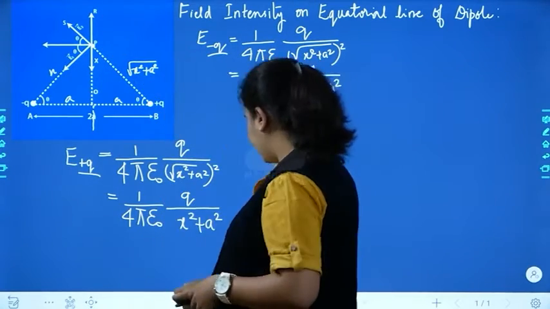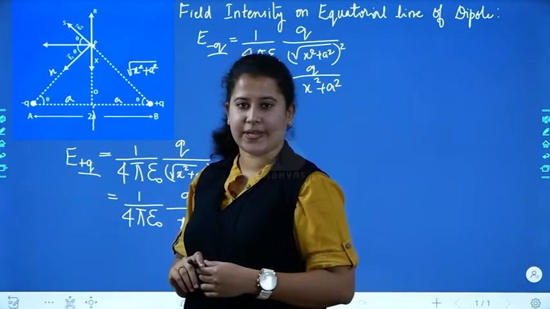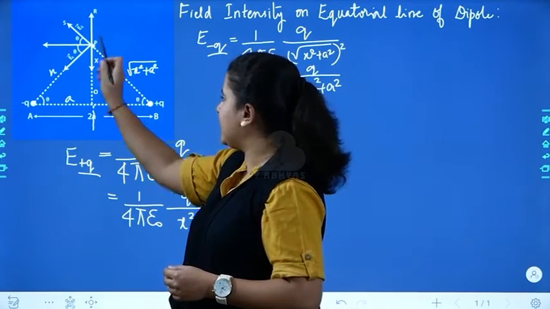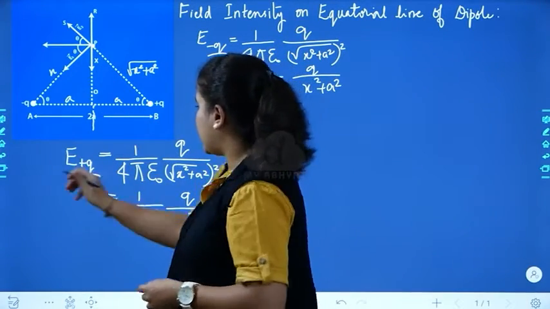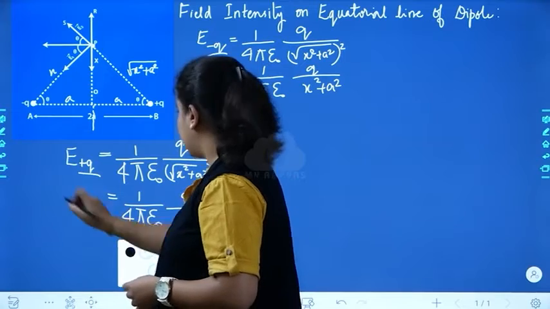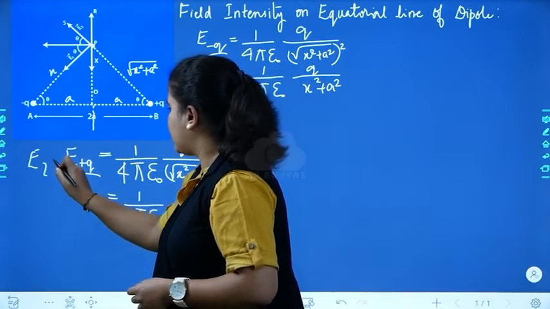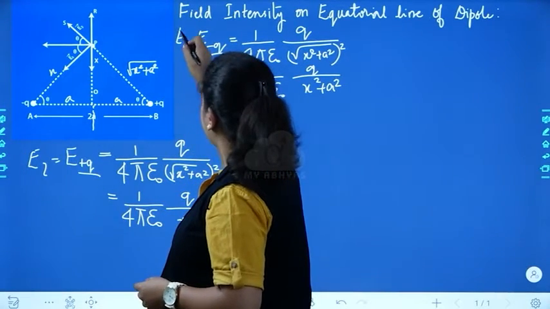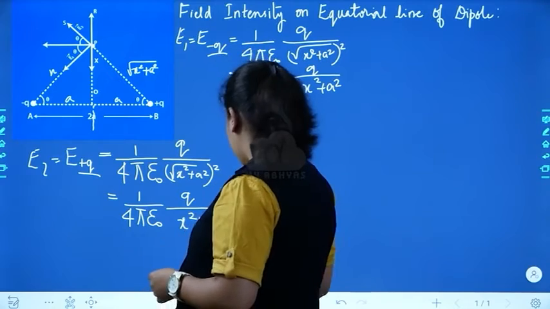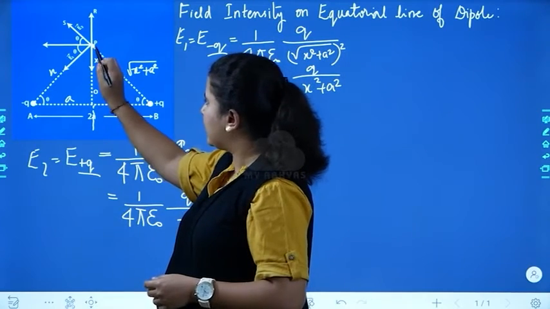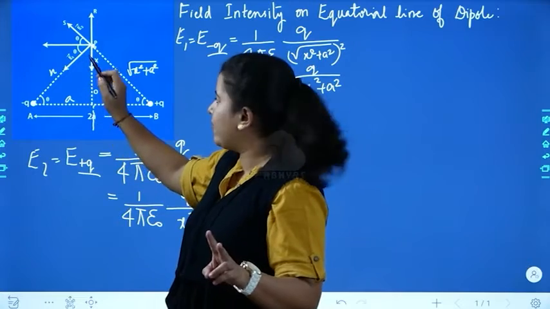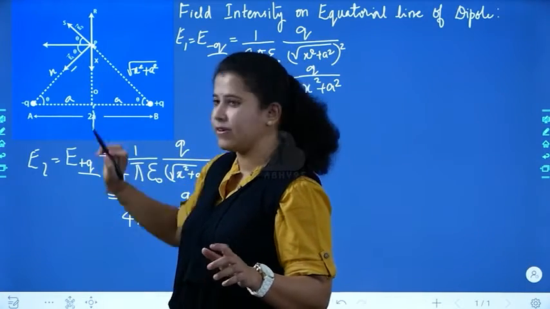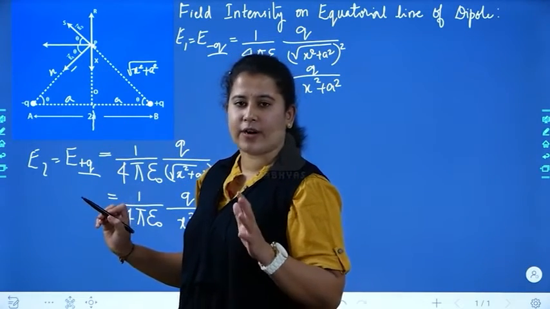So now here at point P, the electric field intensity due to plus Q charge is E2, and for the minus Q charge it is E1. Now I have to find out the resultant. So I have two vectors, that is the E2 vector and the E1 vector. Clear? Now I have to find out the resultant.